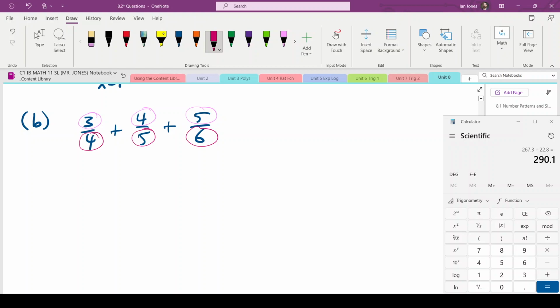The denominator is going up by 1 each time. What's not changing? Well, they're all fractions. So in my summation notation, what's not changing? The fact it's a fraction. What is changing? Well, the numerator is changing and the denominator is changing. So both the numerator and the denominator will need to be represented using a variable or an expression.